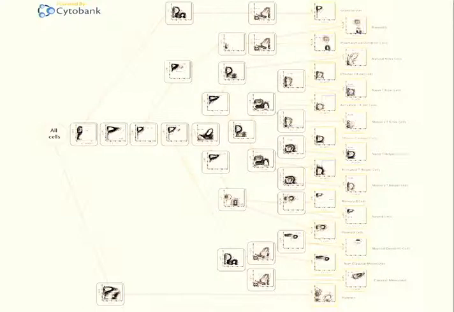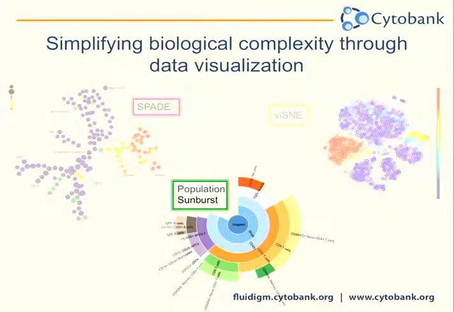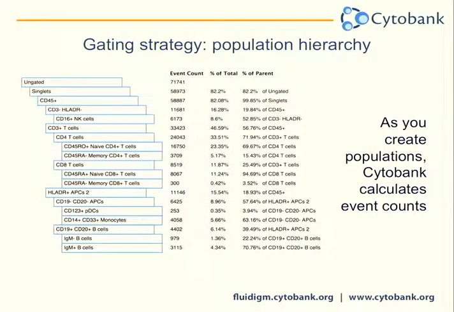And this really leads into the next visualization tool that I want to bring up, the population Sunburst, which we released earlier this year. For those of you who already have experiments on Cytobank, you can go to the gating page and look at this right now. Basically, underneath your gating strategy, you usually have this population hierarchy on the left-hand side, and you have things like percent of parent and total event count. And as you create your populations, Cytobank calculates these event counts.